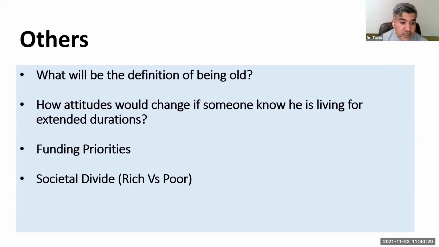And funding priorities is another issue. Are we supposed to fund it? And there is a societal divide, because all of this technology is expected to be very costly and afforded only by rich people. So it is still, in a sense, a divide in society.